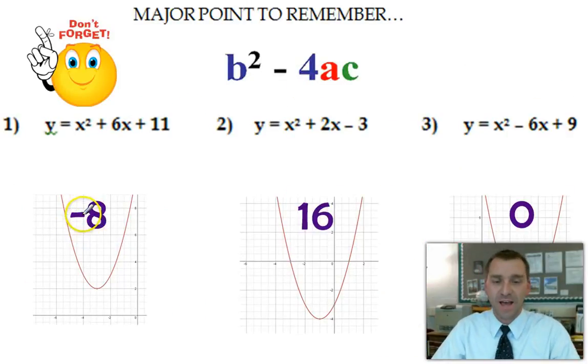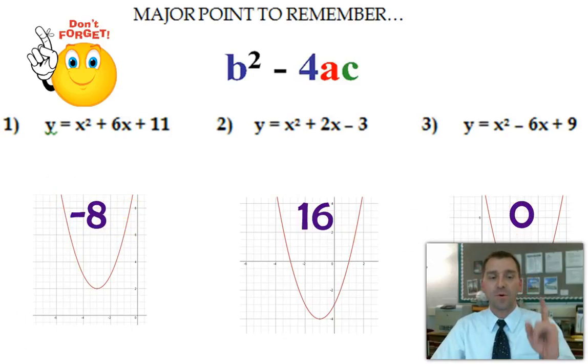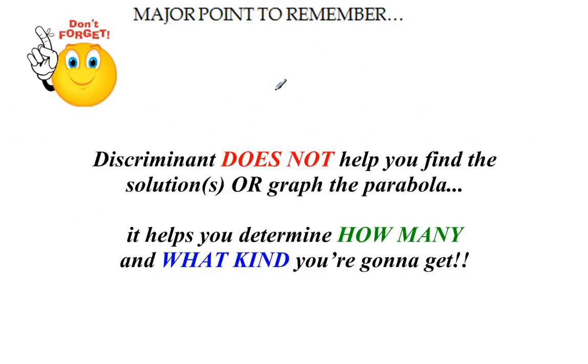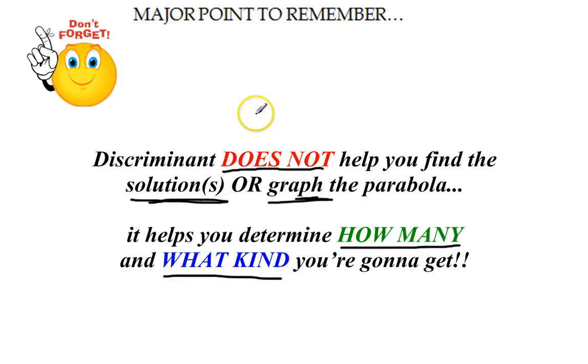The major point to remember is this. As I just showed you, if it's negative, wonderful. If it's positive, great. If it's 0. But the point to remember that's extremely important is this. The discriminant, as I've been saying throughout the video, does not at all help you find the solutions or even graph the parabola. That's not the point for discriminant. We've already done that. We know how to graph. We know how to solve these things. The discriminant only does this: two things. How many and what kind. If this needs to be paused right now so you all get a chance to write it down, please pause the video. But this is exactly the point for discriminant.